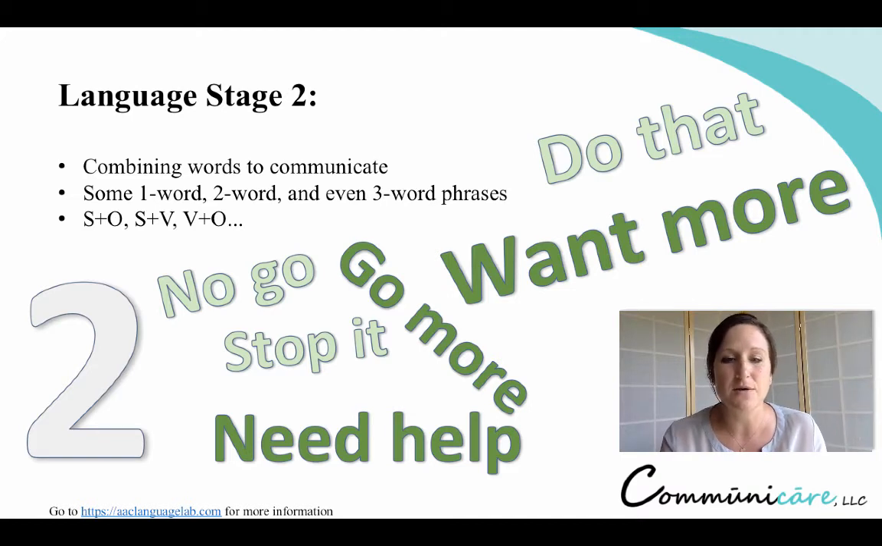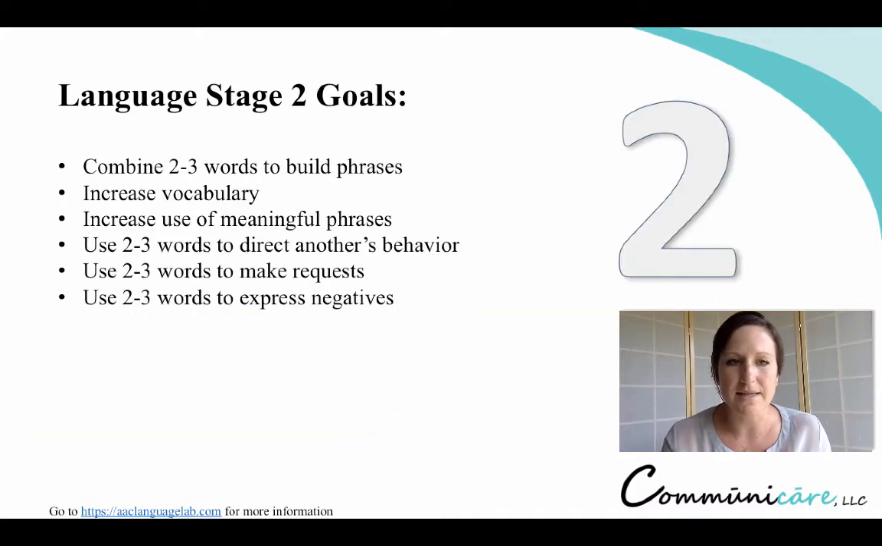And you can see just in those examples that it really is about communicating for a variety of different purposes. So our goals at this stage look like building 2 to 3 word phrases, increasing the individual's vocabulary and obviously their meaningful use of different phrases, and then using those 2 to 3 words to direct another's behavior, make requests, maybe express negatives, but again, the point being that not just for one function. It's not just an I want phrase. It's, stop that, do more. It's communicating for a whole host of purposes and reasons.